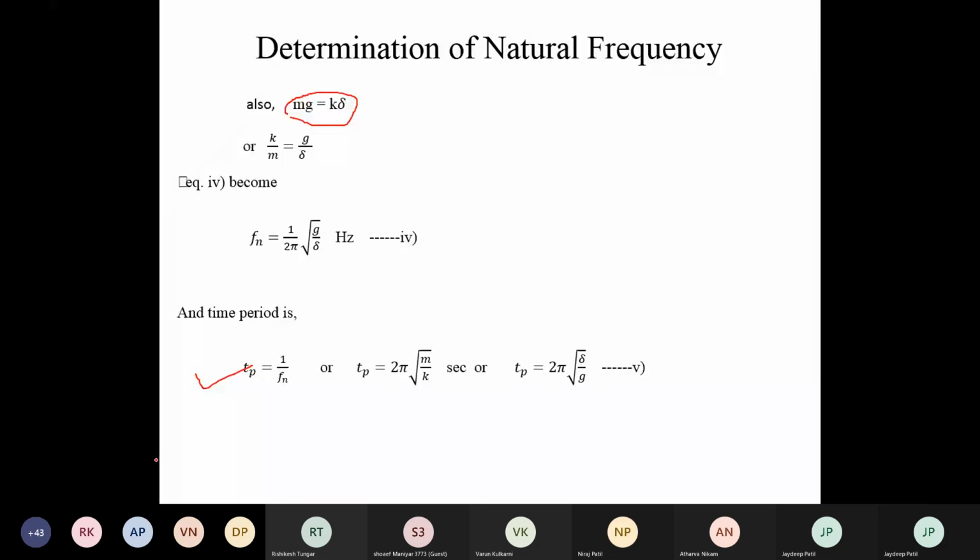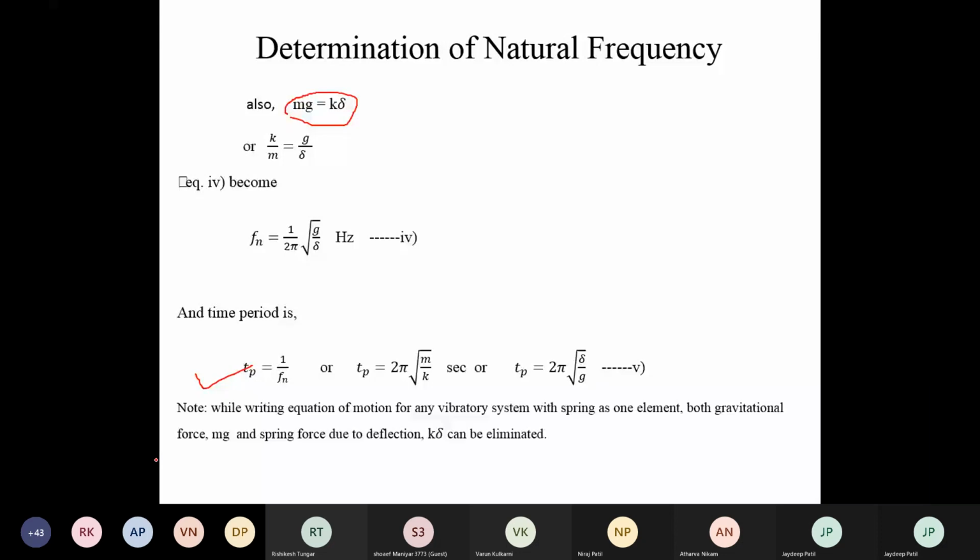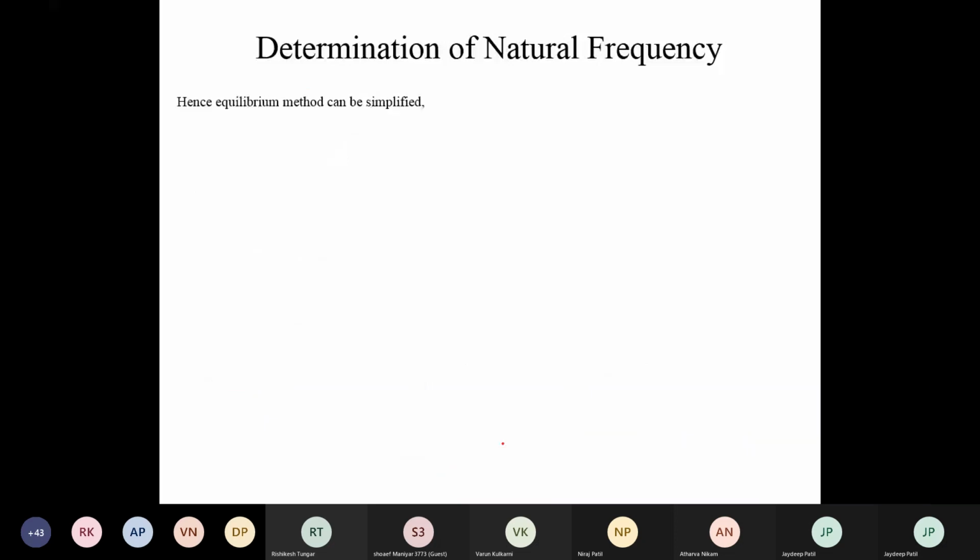So here I have given a note. While writing the equation of motion for any vibrating system with a spring as one element, both the gravitational force, mg, and the spring force due to deflection, k delta, get eliminated. You can see this is the simplified method of equilibrium or free body diagram.